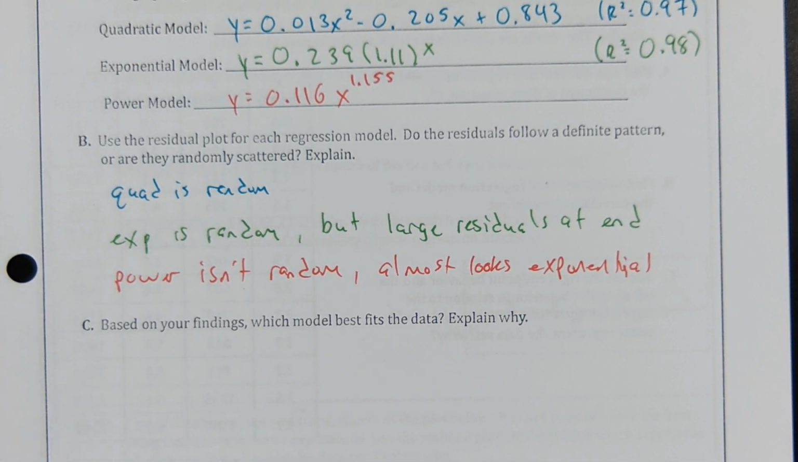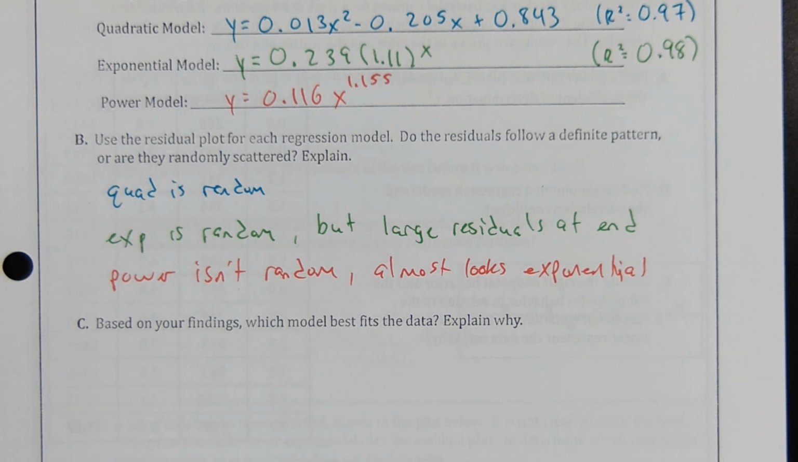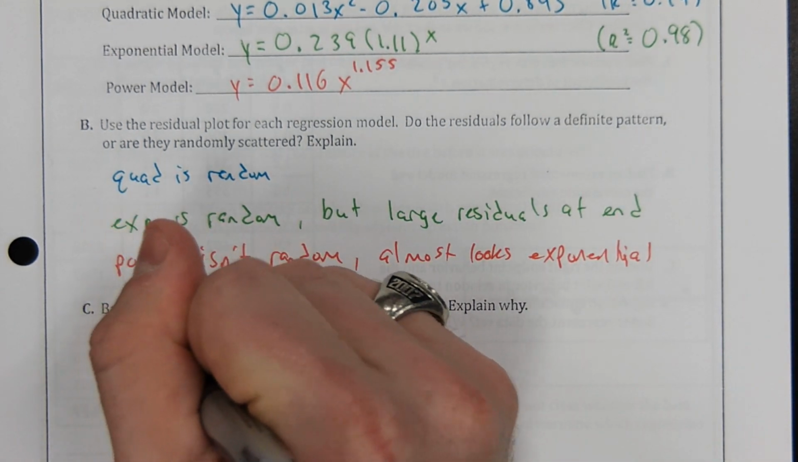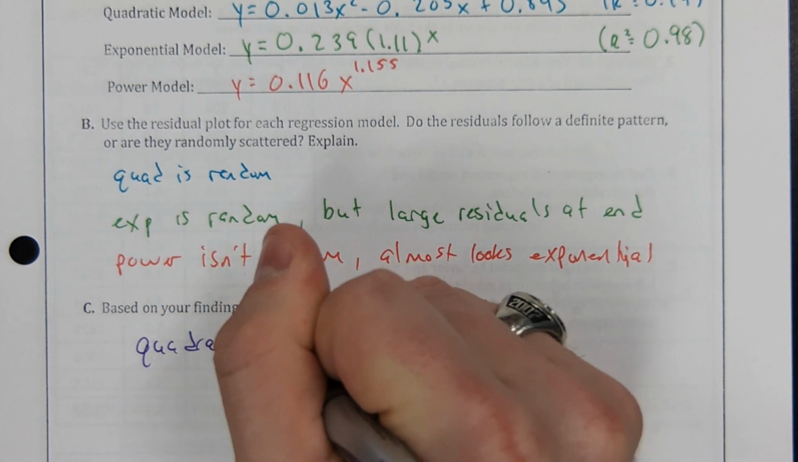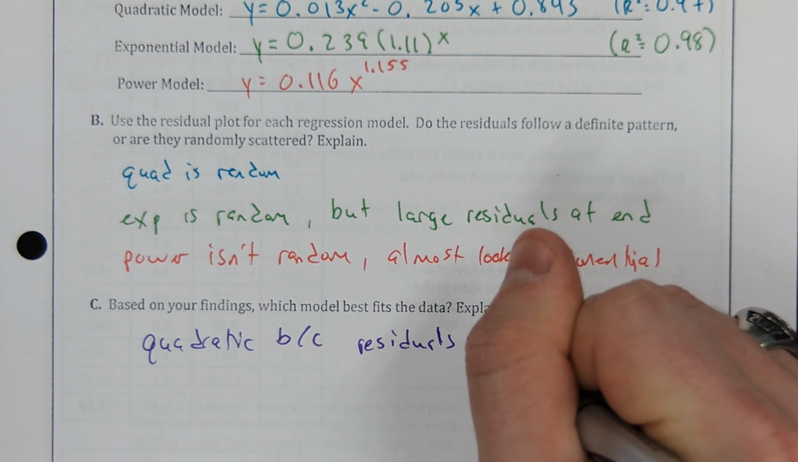So based on the model, based on our findings, which one fits the data the best? I'd say exponential does. Excuse me, quadratic does. I would argue that quadratic fits the best based on just the way it looks. Comfortable with that idea? I'd say quadratic because residuals stay closer to the x-axis.